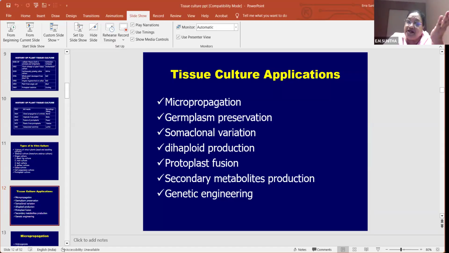Then genetic engineering. In genetic engineering, after you make the vector construction, you put that particular vector into the plant, either through agrobacterium or through the biolistic gun. And how you develop the plants, you develop through the tissue culture method only. So you have so many different applications. All these applications we will be studying in detail one by one in the coming classes.